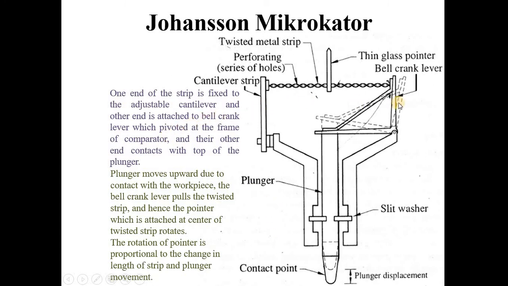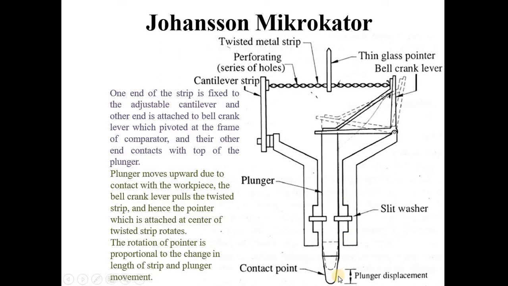One end of the strip is fixed to the adjustable cantilever, and the other end is attached to the bell crank lever. This is the bell crank lever, which is pivoted at the frame of the comparator. Look at this, this is the pivot point. It is pivoted at the frame of the comparator, and the other end is contacting the top of the plunger. One end is connected to the pivot point, and the other is connected with the plunger.